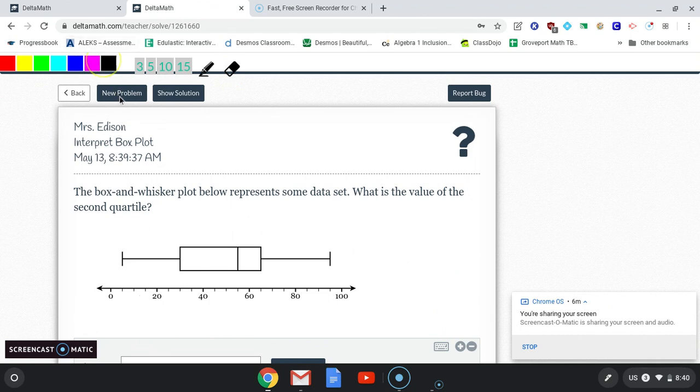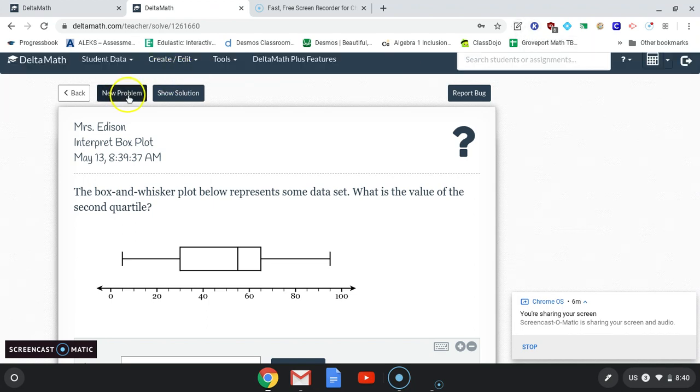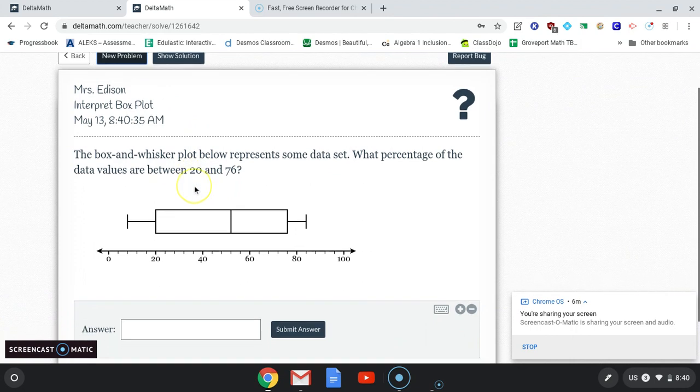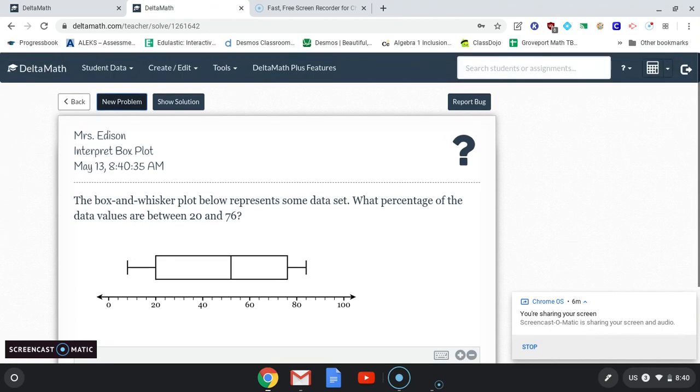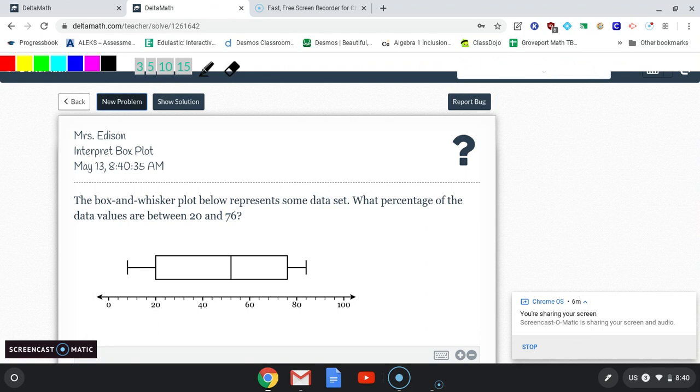Let's take another look at a quick one. What percentage of the data values are between 20 and 76? This is a good one. So I have to look at 20 and 76. So remember, we said each one of these things is 25. So in the box part, that's always going to be 50% of your data.